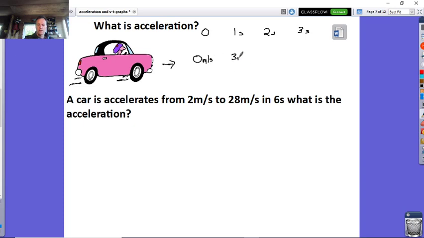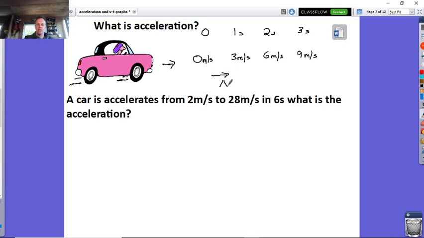At 1 second, she's traveling at 3 meters per second. At 2 seconds, she's going to be 6 meters per second. And at 3 seconds, she's going to be traveling at 9 meters per second. What I mean by that is she's obviously accelerating because you're getting faster. Isn't her speed changing?